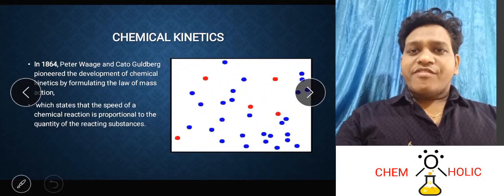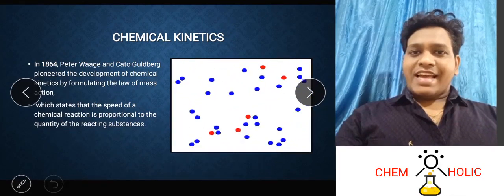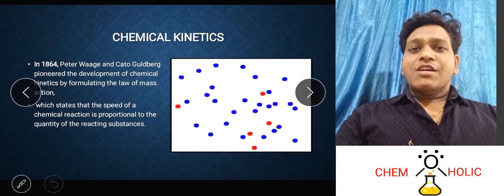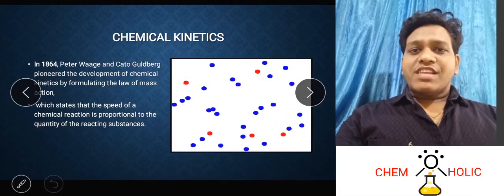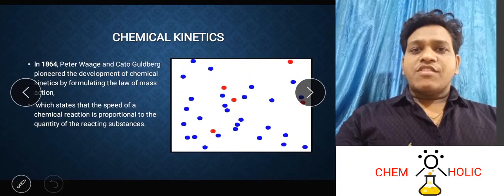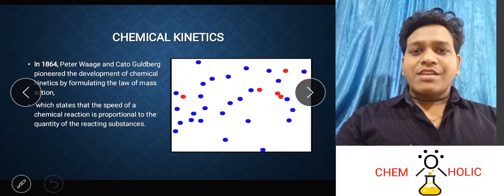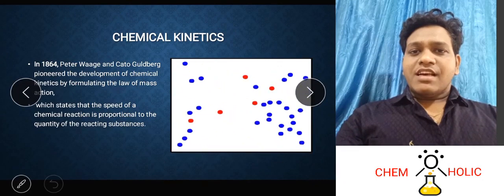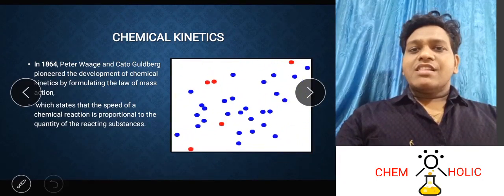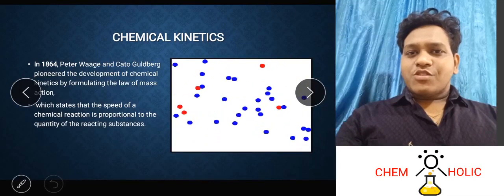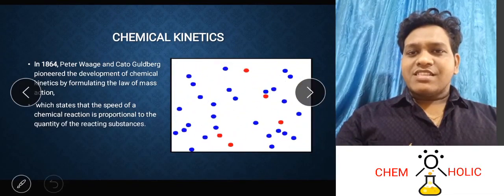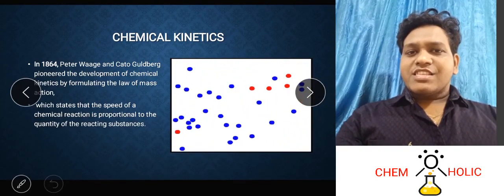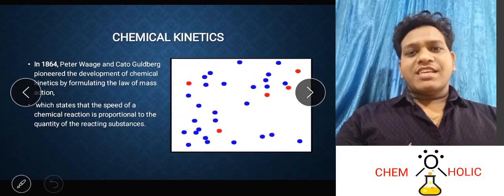According to the law of mass action, the rate of any reaction is directly proportional to the product of active masses of reactants, or we can say the product of concentrations of reactants raised to their stoichiometric coefficients. It means the rate of any reaction depends upon the concentration of reactants raised to their stoichiometric coefficients. That is called the law of mass action. On the basis of this law, they both explained chemical kinetics.